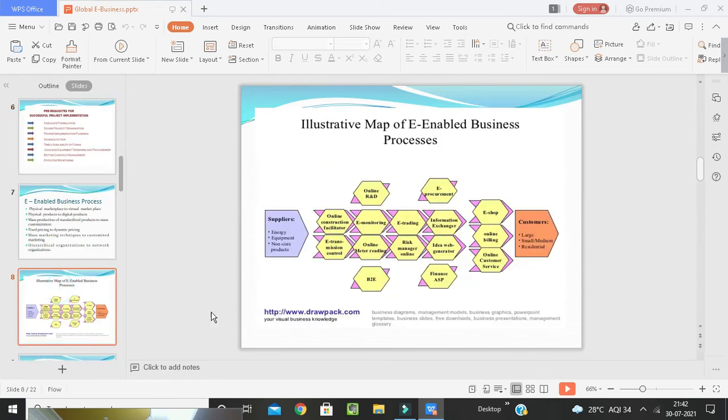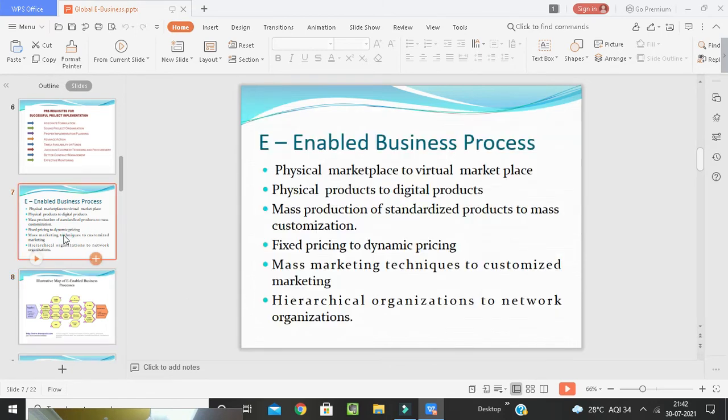Now, the next topic is enabling business processes. So, what do you mean by enabling business processes? It is the integration of digital technology into the business process, which has considerably transformed the traditional ways of doing business. So, what is happening?